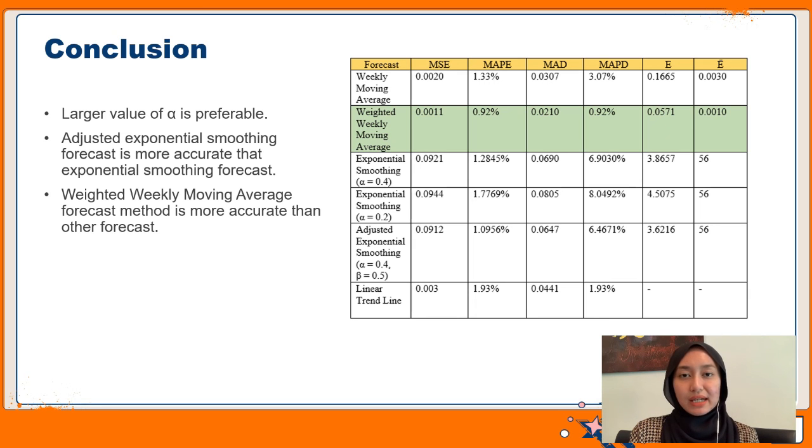So lastly, all in all, from all the methods to forecast, we can conclude that the weighted weekly moving average forecast method is more accurate than the other forecasts because the forecast error is much lower than all other forecast methods. Therefore, to forecast for Sime Darby Bhd, it is advisable to use the weighted weekly moving average.